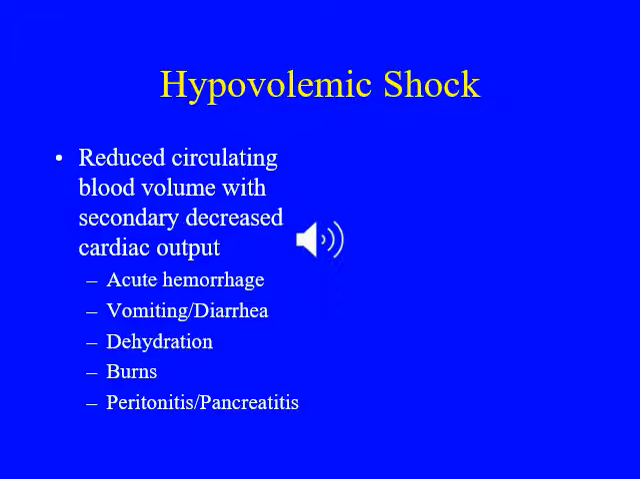In the second type of shock, which is the hypovolemic shock, the etiology is totally different. We have a normal heart that can pump a sufficient amount of blood, and we have normal tone in the blood vessels, and there is no obstruction to the blood flow. But the problem is that we do not have a sufficient intravascular volume. So the reduced circulating blood volume will lead to a decrease in the cardiac output.